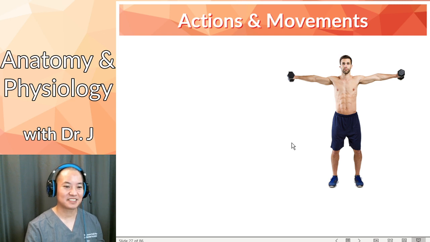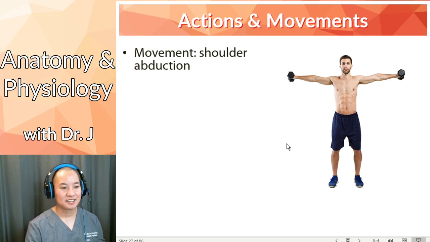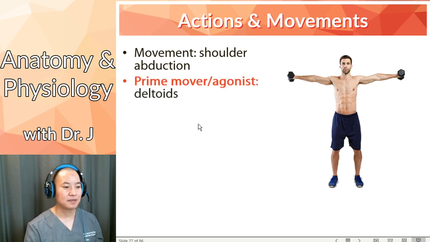Pause the video and think about it. Okay, so he's doing shoulder abduction. So again, he's taking his arms away from his midline. He's abducting his arms. So the prime mover and agonist for this are the deltoids. So these right here, his shoulder muscles.